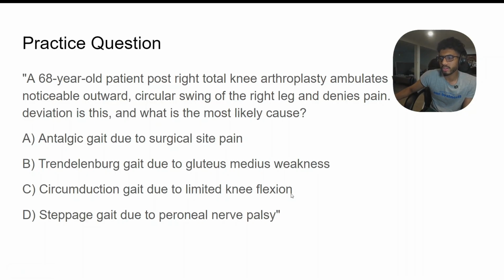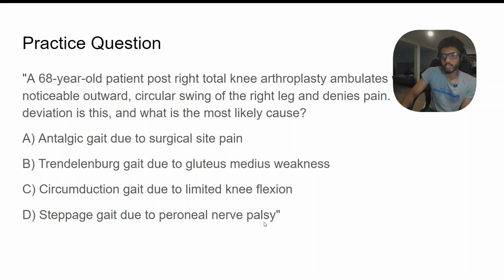Circumduction gait due to limited knee flexion can be a good one. A steppage gait due to peroneal nerve palsy does not say anything. So this one can actually come down to a reason, because think about that. If they go for a surgery and it injures the peroneal nerve, that might lead to what? Foot drop, because there's a peroneal nerve injury, which can lead to a steppage gait too. Right? So you come down to two answers. You need to know which one will likely be the answer. This is what is tricky: circumduction gait due to limited knee flexion or steppage gait due to peroneal nerve palsy.